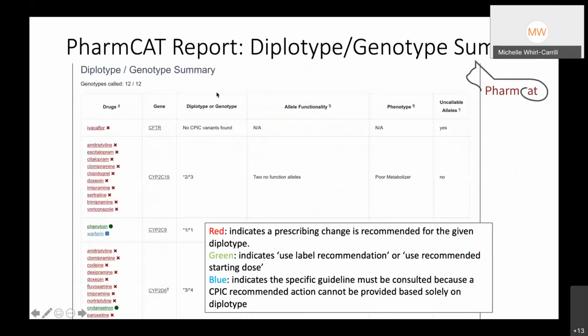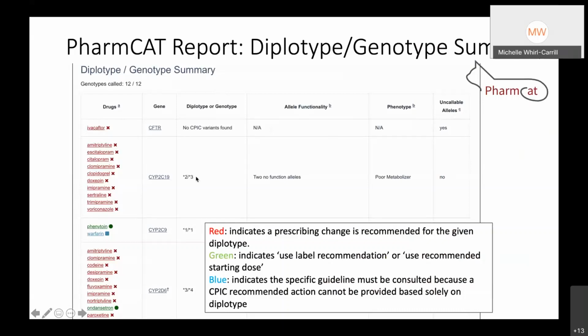And the report at the very end of PharmCAT is a report for one patient that says, based on what was provided in their VCF file, what their diplotype may be, what the functionality of the alleles, and their phenotype would be. We also want to tell you upfront if we were missing information, and then we have the drug report, like what are the CPIC recommendations, like don't use this drug, etc.